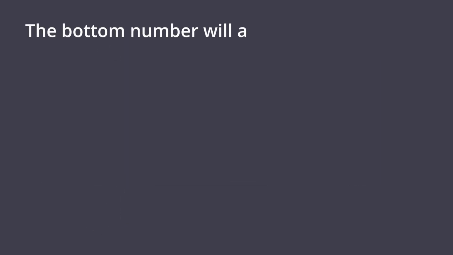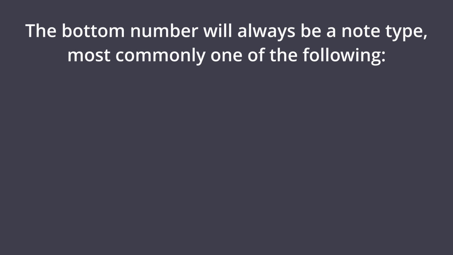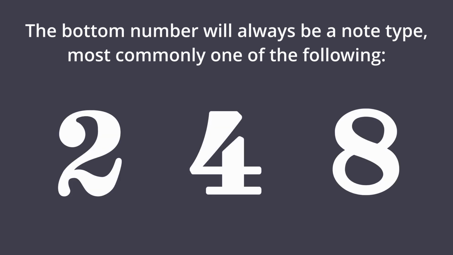Since the bottom number will always specify a type of note, you will always see it as a power of 2, most commonly a 2, 4, or an 8. But technically any note division is possible if the way the music is being written requires it.